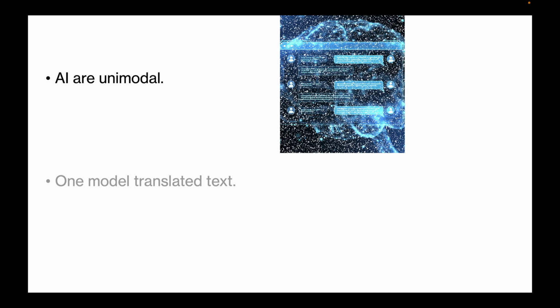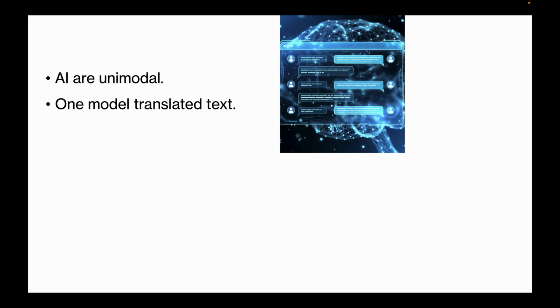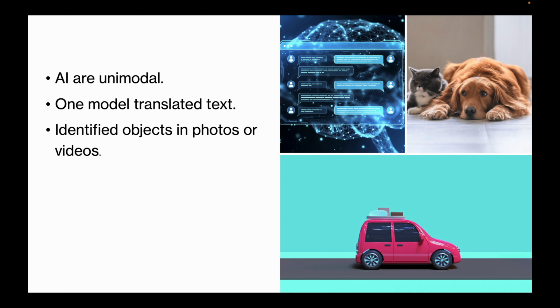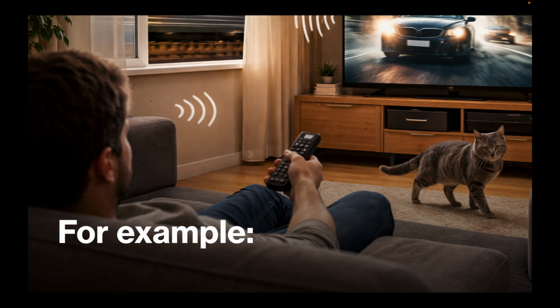In the past, AI systems were unimodal. That is, one model translated text, whereas another model identified objects in photos or videos. However, the real world is not unimodal. We humans inherently have multiple intelligences. For example, when we sit in a room watching television, we can sense other factors like the sound of a train outside, a cat walking into the room, and so on. Multimodal AI seeks to replicate this sensory integration.